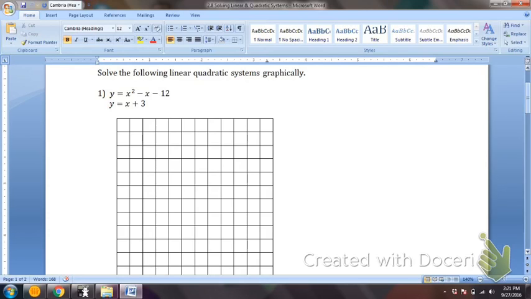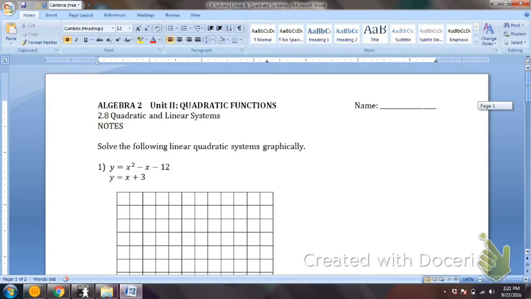Because if we think about a parabola, we have a U-shape and then we have a line. So they're either going to intersect. Let's write this at the top of our paper, up above where it says solve the following systems. We're going to have three types of solutions. We're going to have one where we have a parabola and a line where it touches. How many times do those two touch? Two. So this is going to be two solutions.